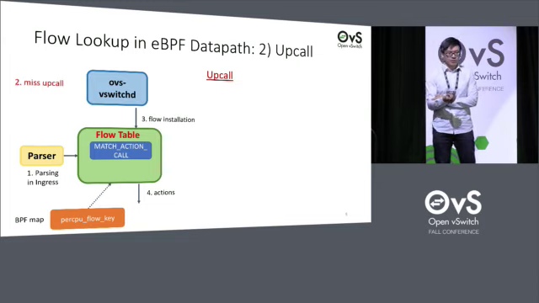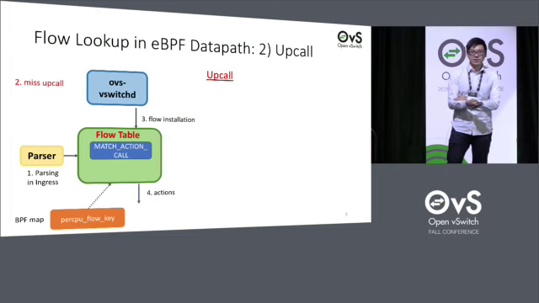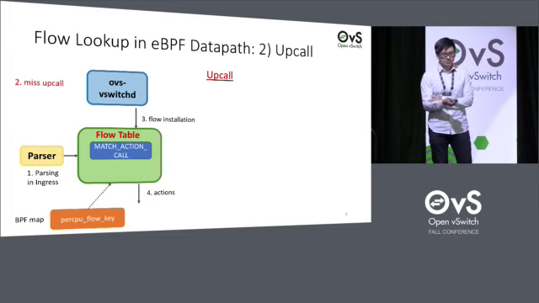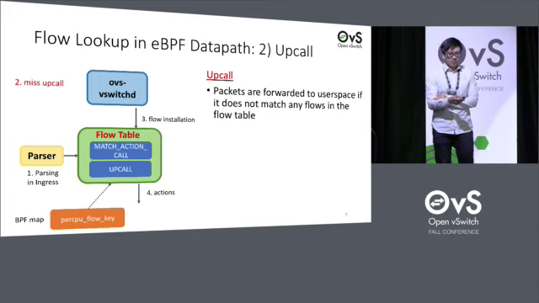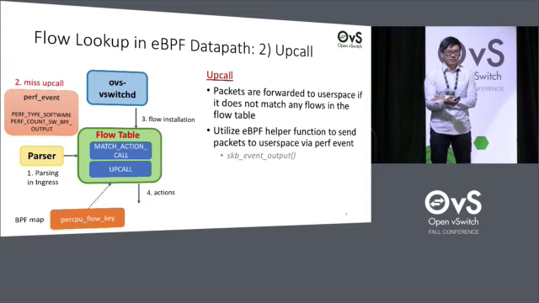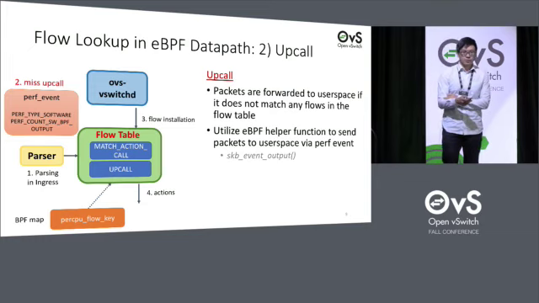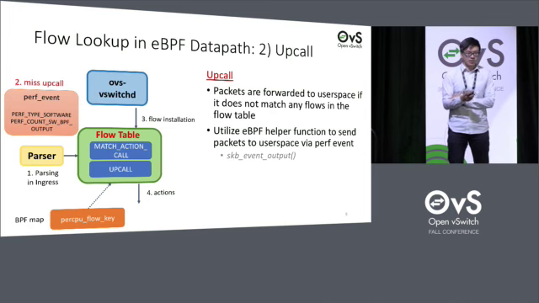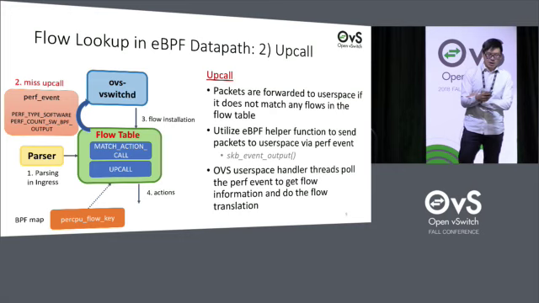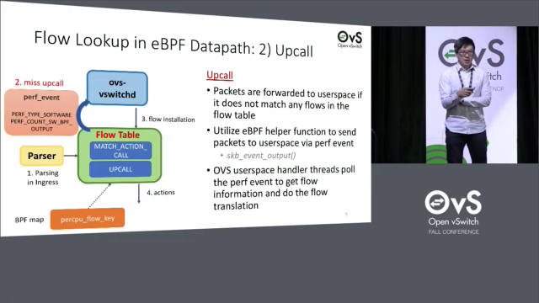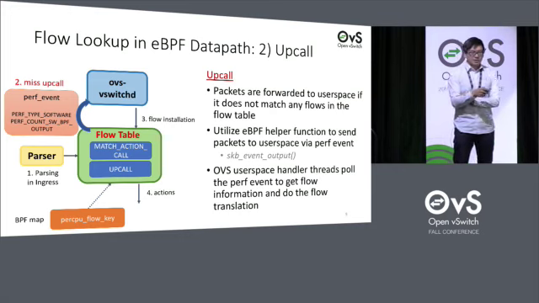BPF key to do a flow lookup in the flow table. But since this is the first packet, we cannot get any flow, so we trigger the upcall eBPF program to forward this packet to user space. The mechanism that we utilize is the perf event mechanism. We use this kernel helper to put the key into the perf event map, and then the handler thread in user space will pull data from this perf event map and do the flow lookup.